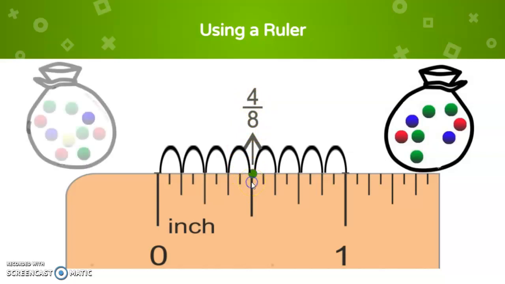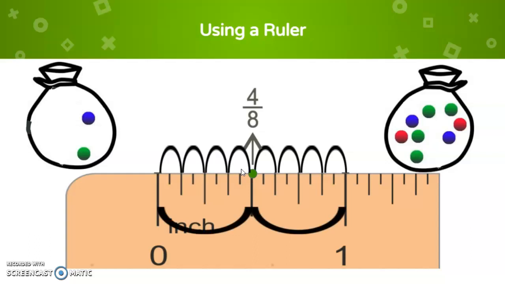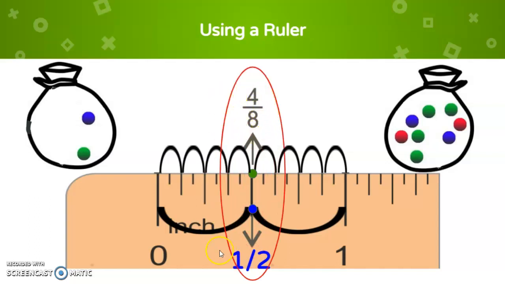Now, if I had a different bag of marbles, and there were just 2 marbles in this bag, and I wanted to show that 1 out of 2 of them were blue, I would divide this into 2, 1 for each of the marbles, and I know that 1 plus 1 equals 2, so my 1 out of the 2 blue marbles is going to go right here at the halfway mark too. And so even though these fractions are different, they're both representing half of the bag of marbles. So they're equal to each other.